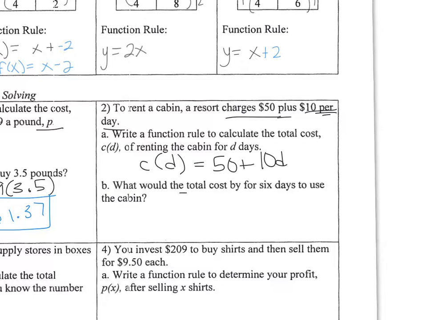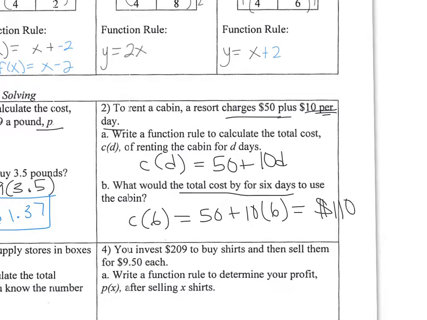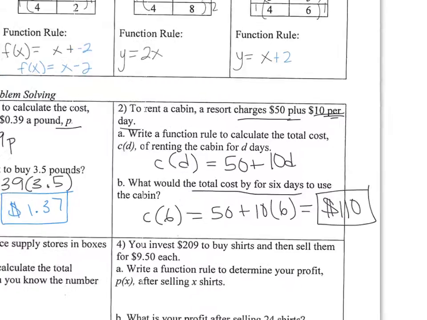What would the cost be for 6 days? So C of 6 equals 50 plus 10 times 6. So this would be $110. This situation would be a discrete situation because you're buying it per day. So the cabin's not going to charge you for 1.35 days. You're just going to buy it one day at a time. So that's discrete. So if you graphed it, you would not connect the points.